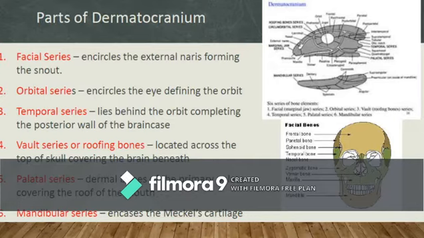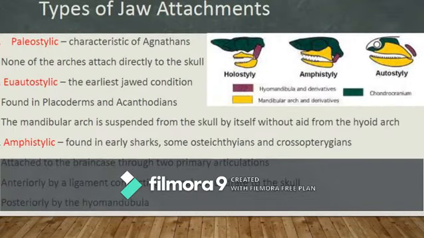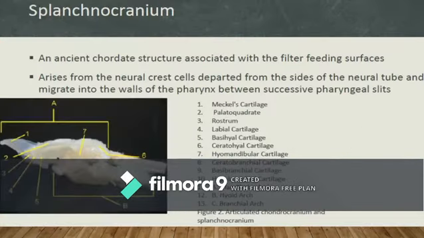Next, we have the splanchnocranium. This is the ancient cartilaginous structure associated with filter feeding surfaces. It makes up the skeleton of the jaws and gills in fishes and amphibians. It may remain cartilaginous in some fishes or become covered by dermal bones.